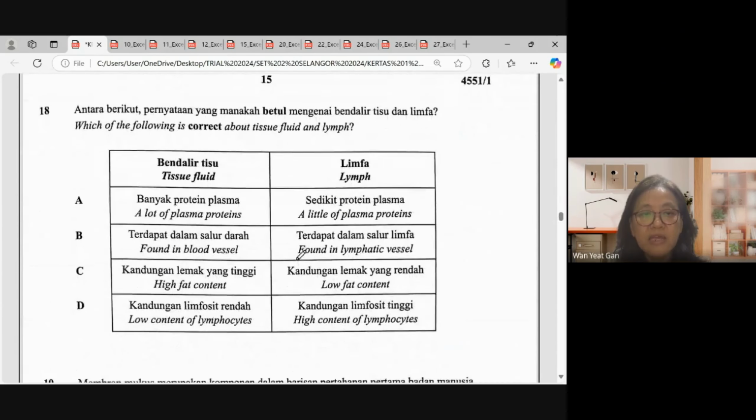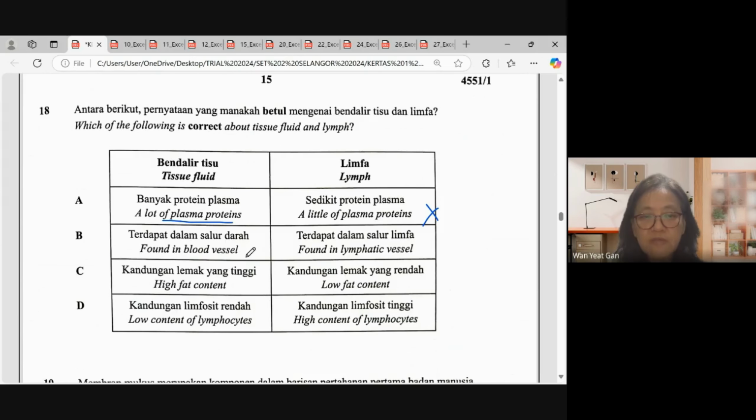Okay, question 18. Which of the following is correct about tissue fluid and lymph? Tissue fluid is the fluid that is found in the intracellular space. So tissue fluid does not contain a lot of plasma protein because the plasma protein size is too large to diffuse through the blood capillary. So answer A is wrong.